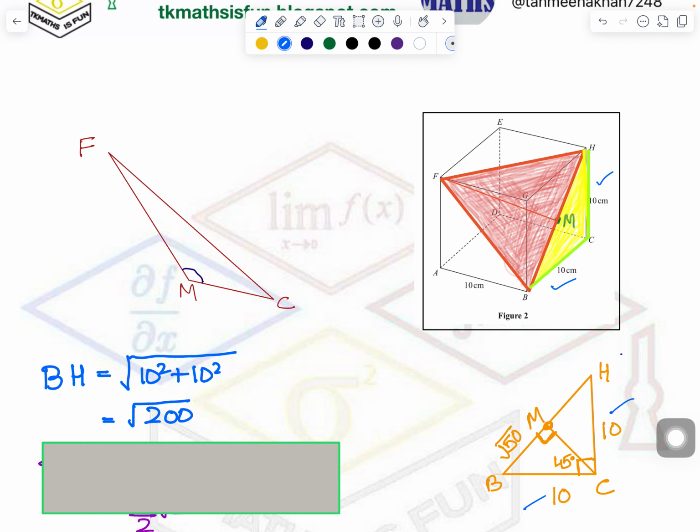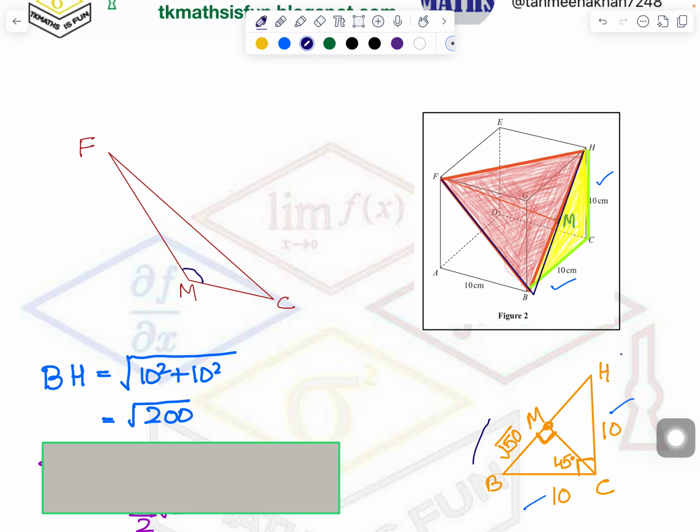If I ask you what is FB, you will say FB is equal to BH, because FB, which is here, let me just show here, this line FB is also a diagonal of the surface. So it will be equal to the other diagonal of the surface, which is BH. So you will keep noticing this information. Coming back to the question, BH is root 200.